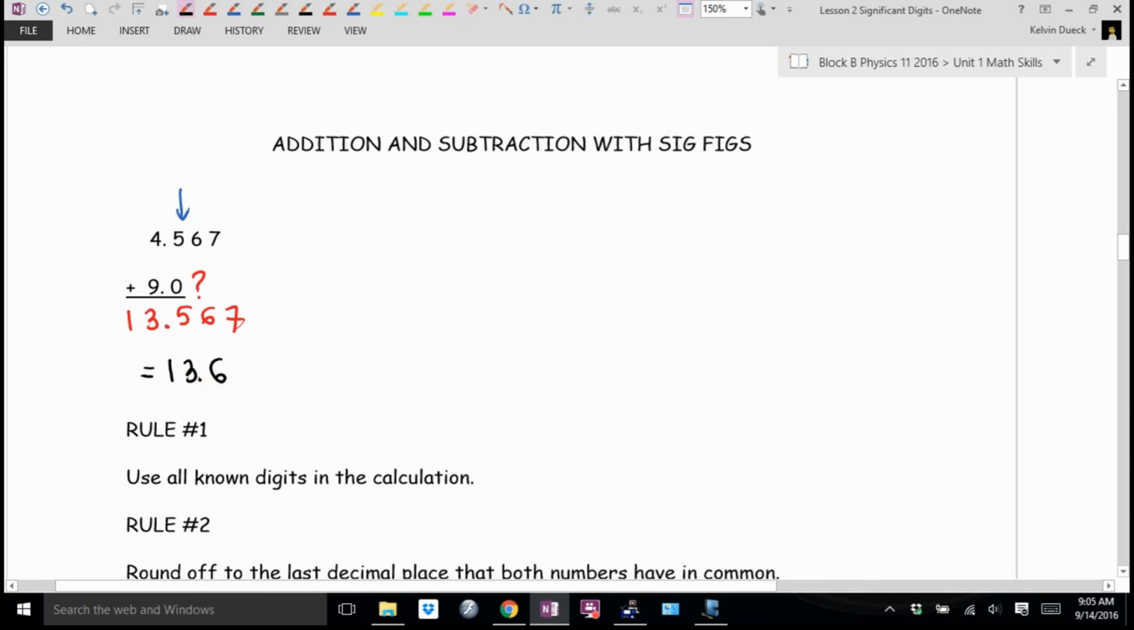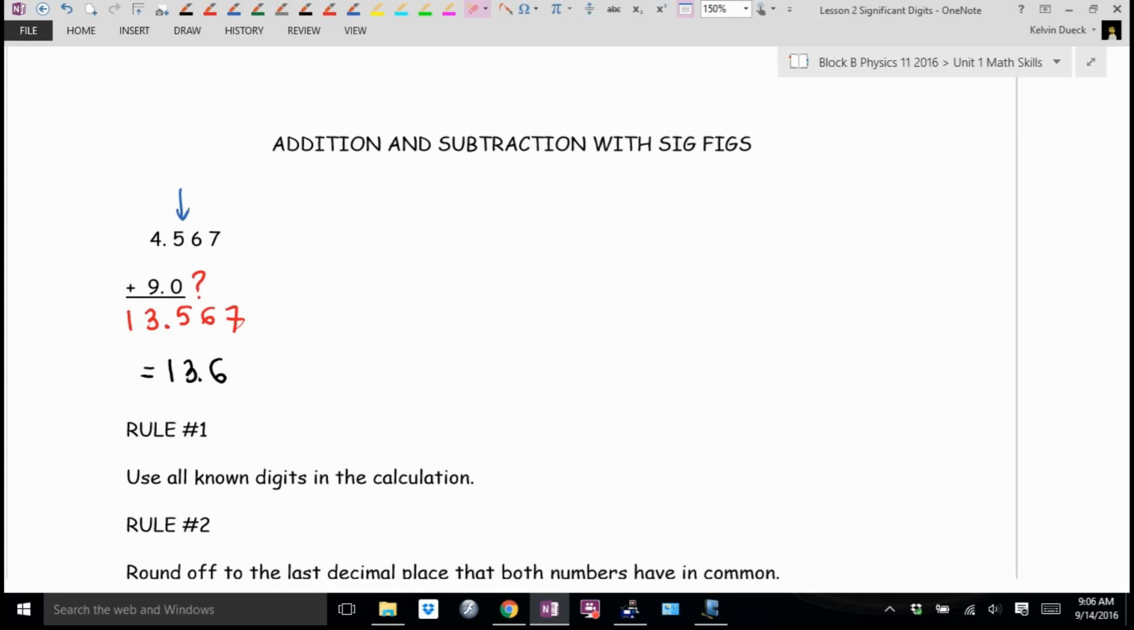Now I want you to notice something. How many sig figs does this first number have? How many sig figs does this number have? How many sig figs does my final answer have? In other words, it's not like before where you're counting sig figs. In fact, my final answer has a different number of sig figs than any of my original data. But that's how it works.